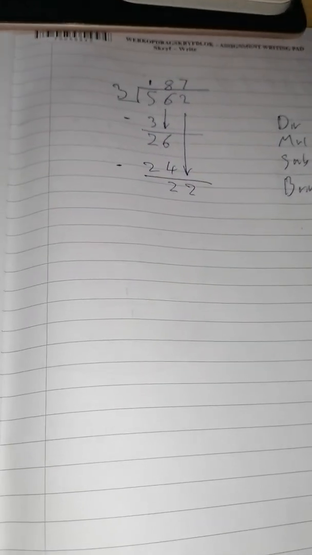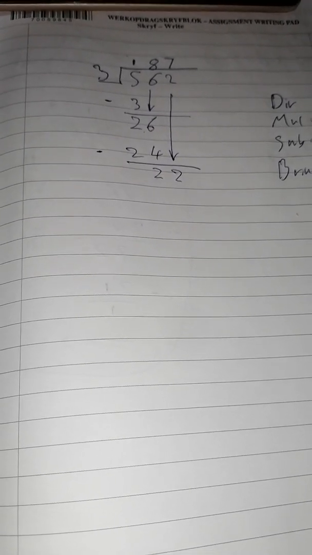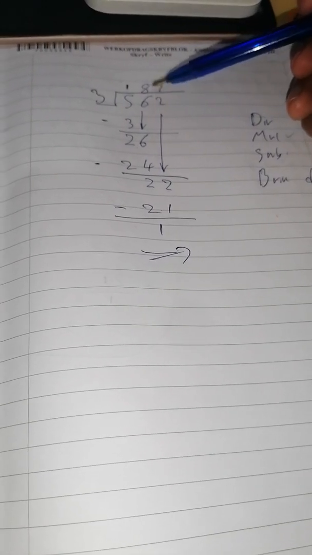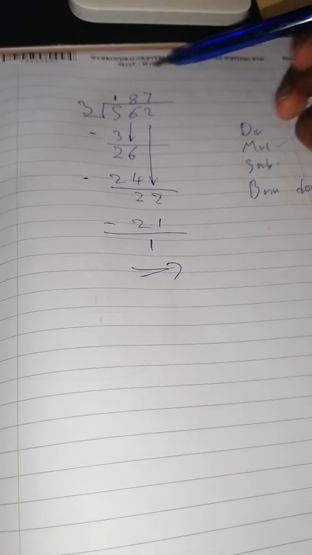Then we start the process again. We divided, now we multiply. 3 multiplied by 7 is 21. Remember to put a negative sign here. Now 22 minus 21 is 1, which means 562 divided by 3 goes that many times, remainder 1. Just remember this method. We are going to use it to solve our problem here. Go back and revise this method, and it's going to be easy for you to do this problem.